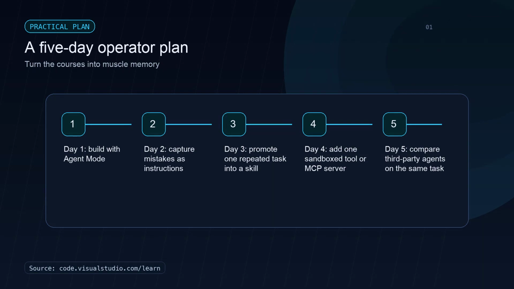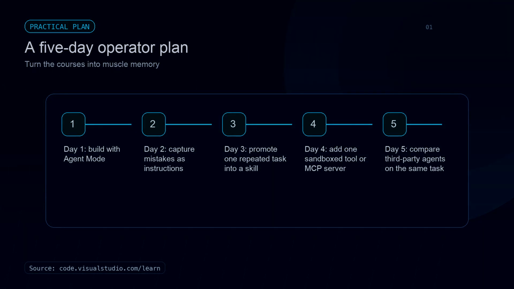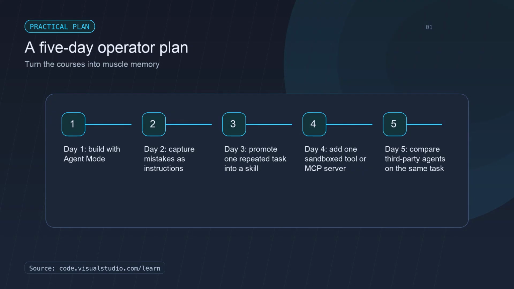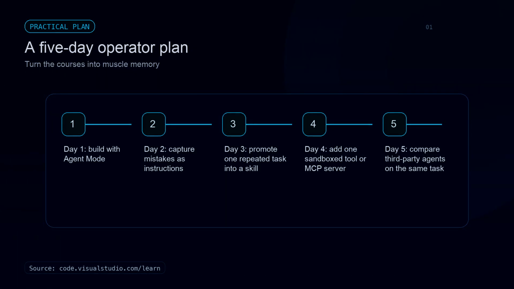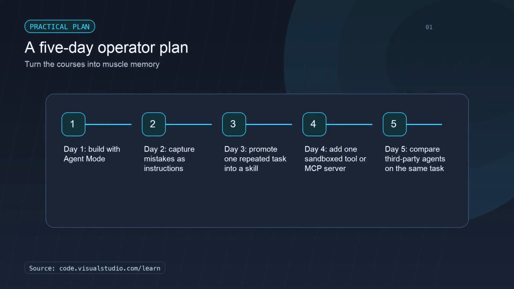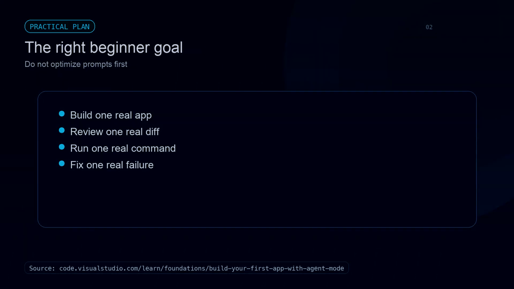Here is the order I would use in a real week. Day 1. Go through the Foundations course and do not just watch it. Open a throwaway project and make the agent build the URL shortener style app. Watch what context it asks for. Watch where approvals show up. Watch what it gets wrong.